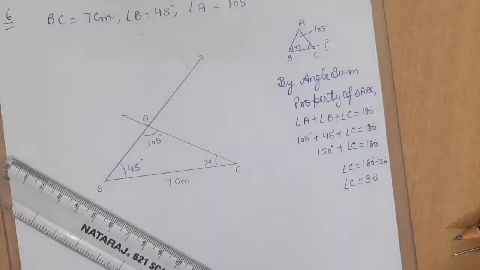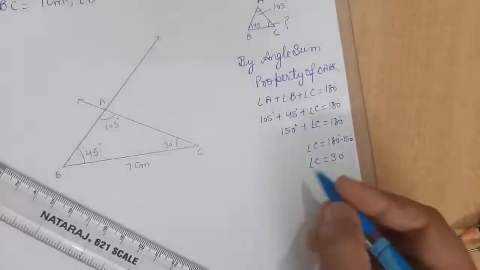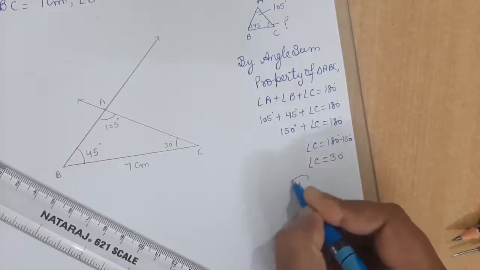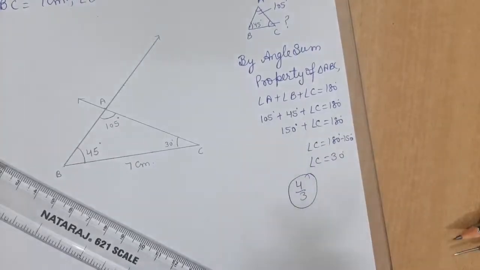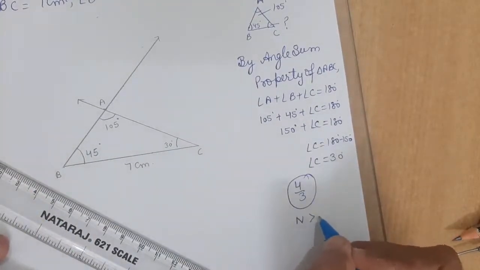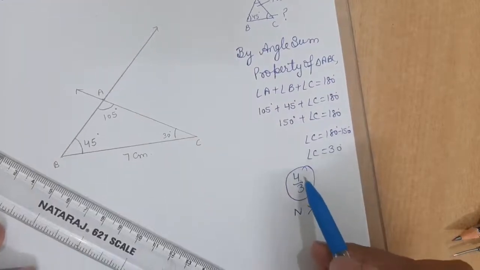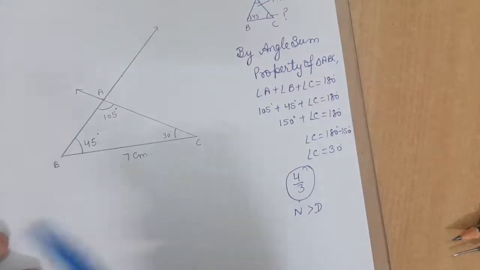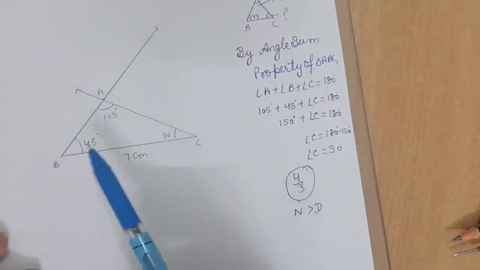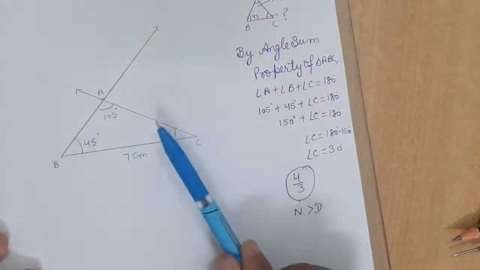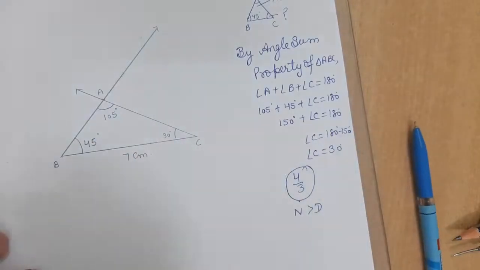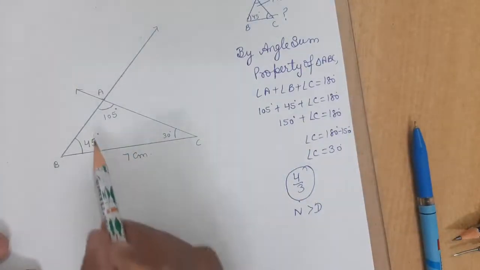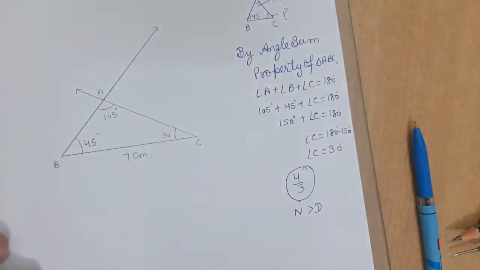We have to draw another triangle whose sides are 4/3 times the corresponding sides of triangle ABC. For this, as we can see, the numerator is greater than the denominator. So our new triangle, or required triangle, will be in the exterior part of triangle ABC.